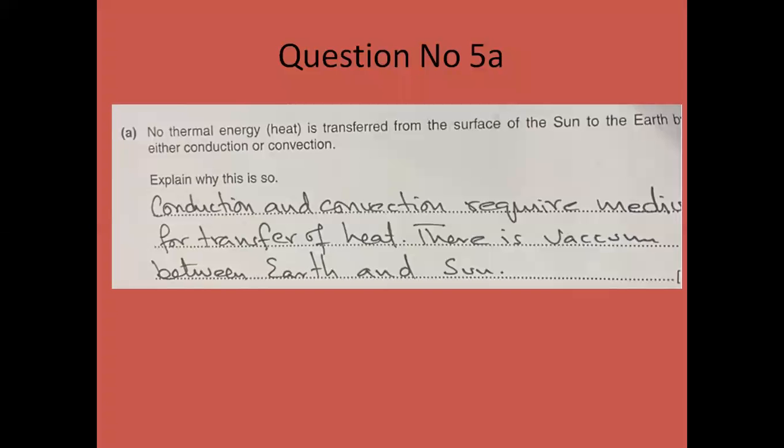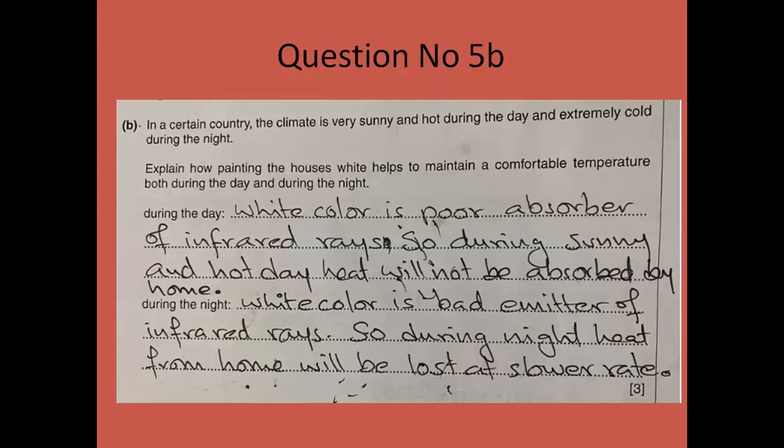So let's have a look at the written answers. White color is a poor absorber of infrared rays. So during a sunny and hot day, heat will not be absorbed by the home, or you can say a very small amount of heat will be absorbed by the home. White color is a bad emitter of infrared rays. So during the night, heat from the home will be lost at a slower rate. Heat will be lost to the surrounding at night, but it will happen at a very slow rate.